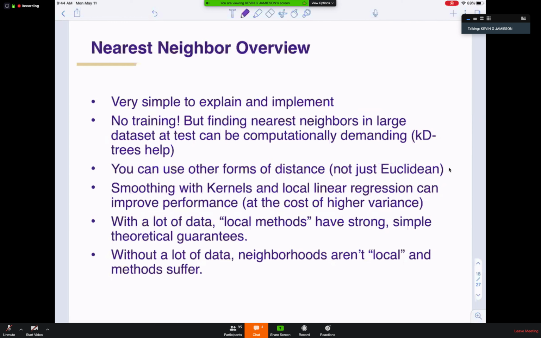So yeah, that's all I wanted to say about nearest neighbor. They're simple, they're great in low dimensions, and in high dimensions, they can really be a problem.